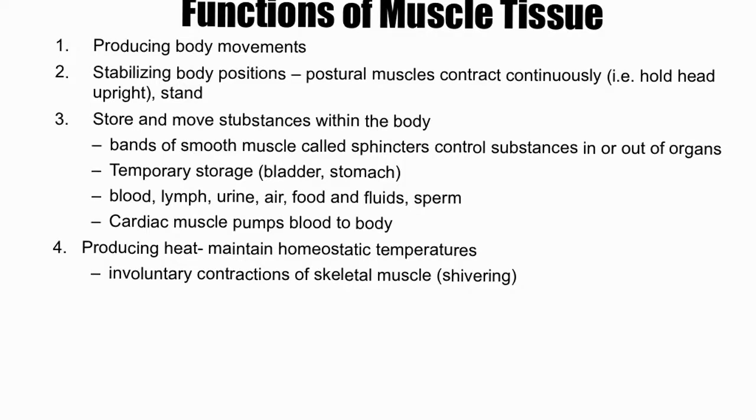All right, so now some functions of the muscular system, or functions of muscle tissue. The first two are basically kind of the same thing. Number one, obviously, it produces body movements. Your muscles are attached by tendons to bones, and when that muscle contracts or shortens, it'll make the bones or the limbs in your body actually move.